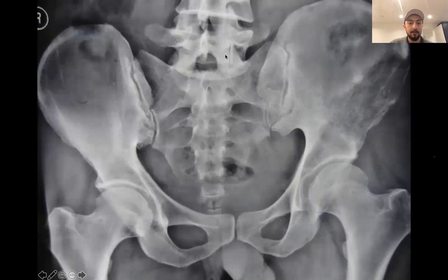The rest of the bones appear normal, so you can see the sacrum here is normal. This is probably the bladder. You can see some space inside of it in here. So yeah, everything else is normal.